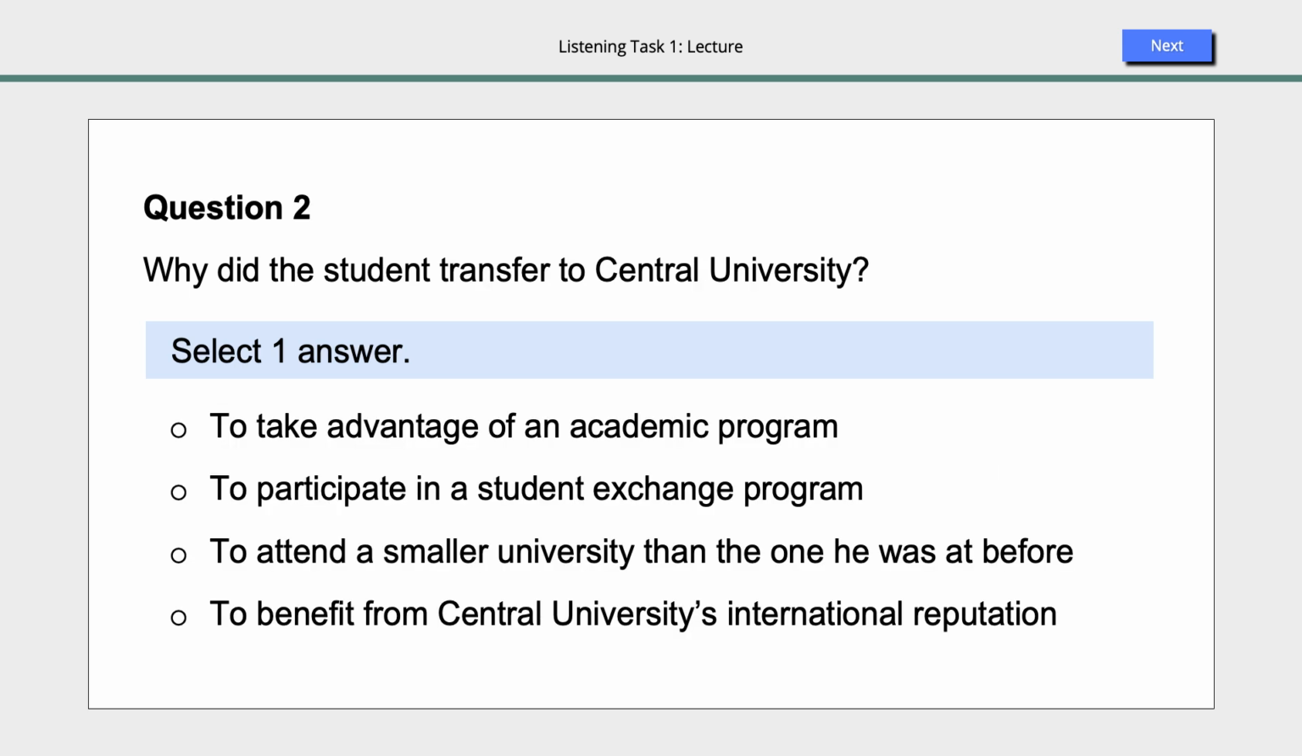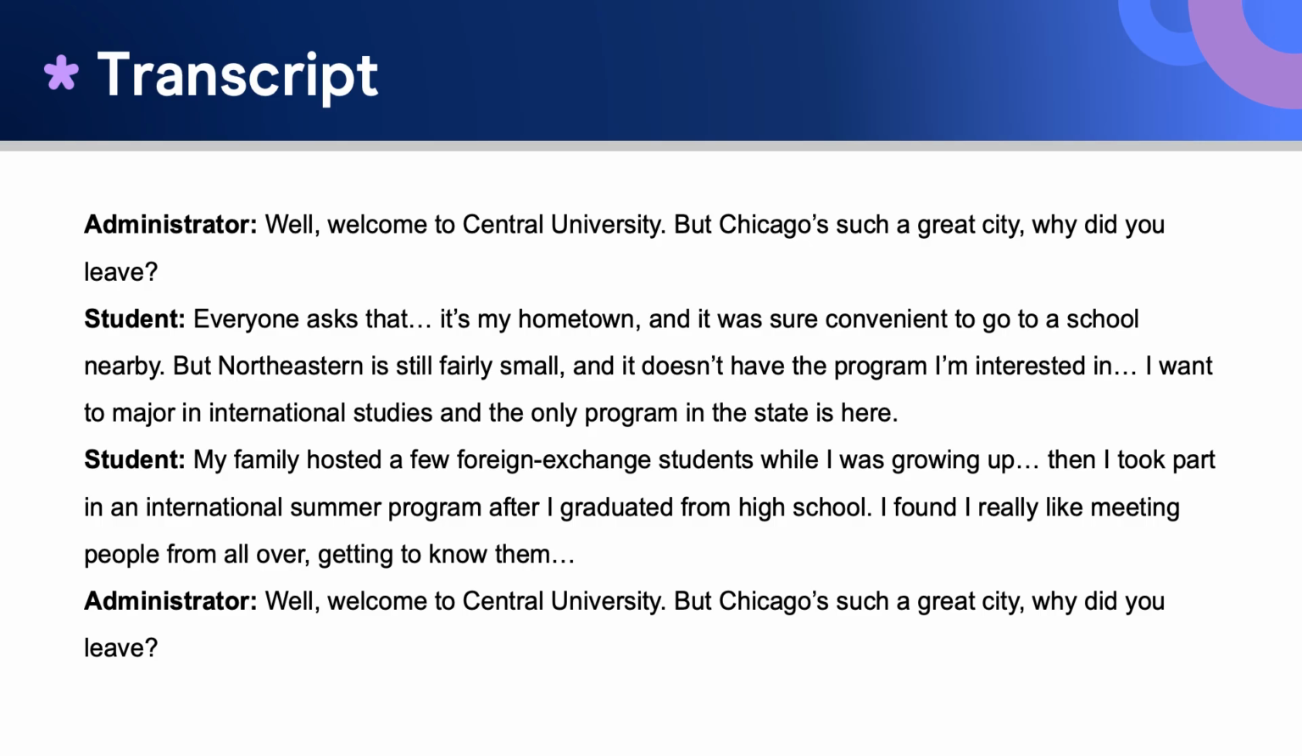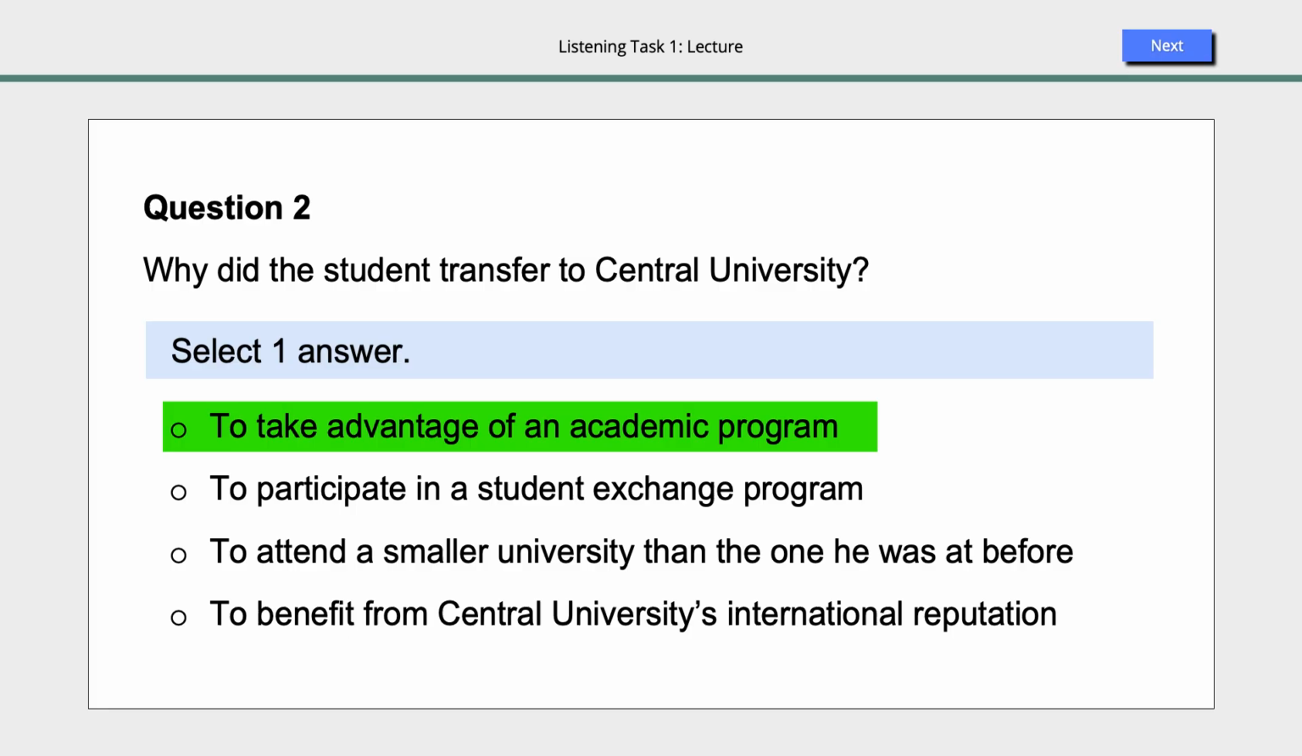Question 2 says, why did the student transfer to Central University? This is a detail question. The first option is to take advantage of an academic program. The student says their old university doesn't have the program I'm interested in. I want to major in international studies, and the only program in the state is here. So we can see that this matches. This must be the correct answer. Let's check the other options just to make sure though.